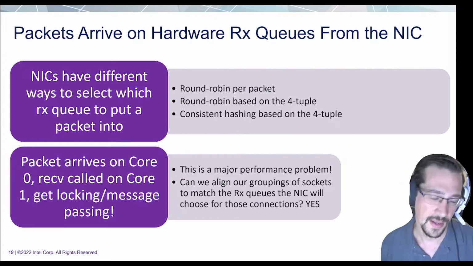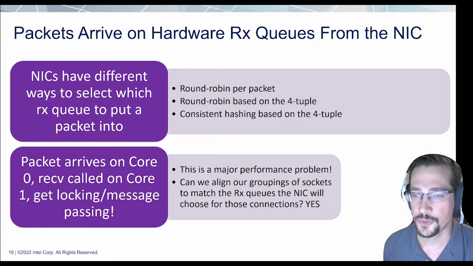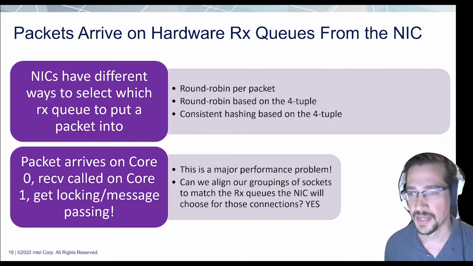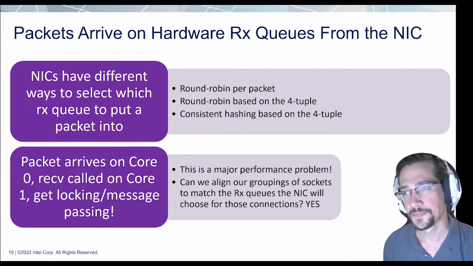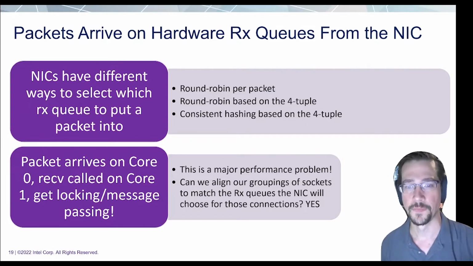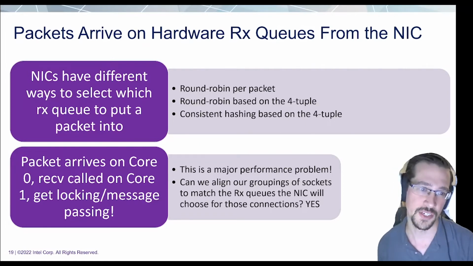That's great. The more modern way is to do some sort of algorithm based on the four tuple. The four tuple is the source IP and port, and the destination IP and port. And there's other ways to do this as well. But what they end up doing is they have different algorithms for keeping all of the packets for a single logical connection on the same RX queue.